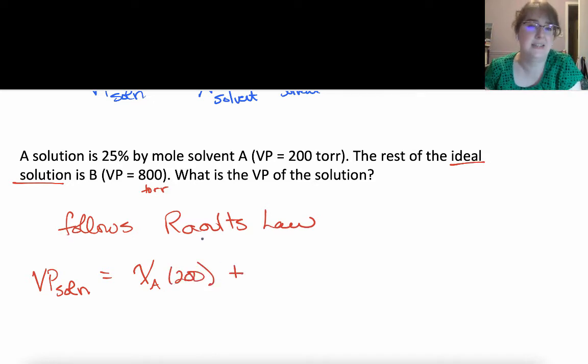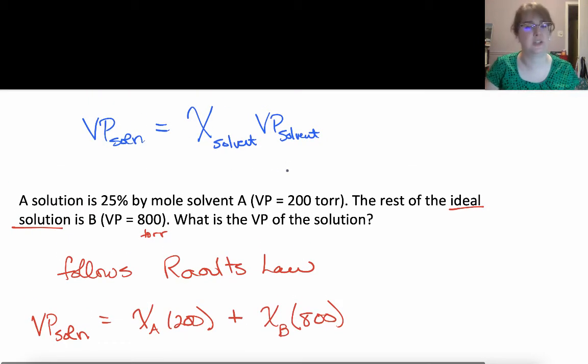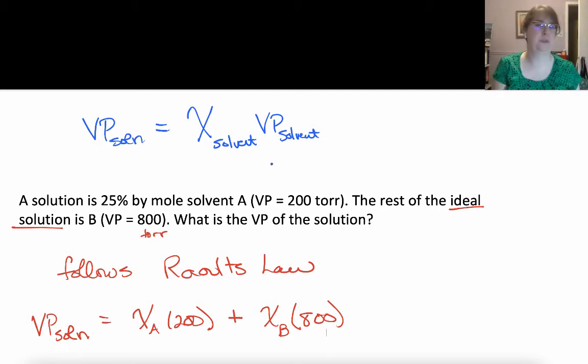And then all I'm going to do is add to that my mole fraction of B multiplied times the vapor pressure of B. So all I'm really doing is taking the equation we had originally, and for each solvent, using however much of that we have, multiplied times its individual vapor pressure, and adding them together. So the grand question is, where are these mole fractions going to come from?